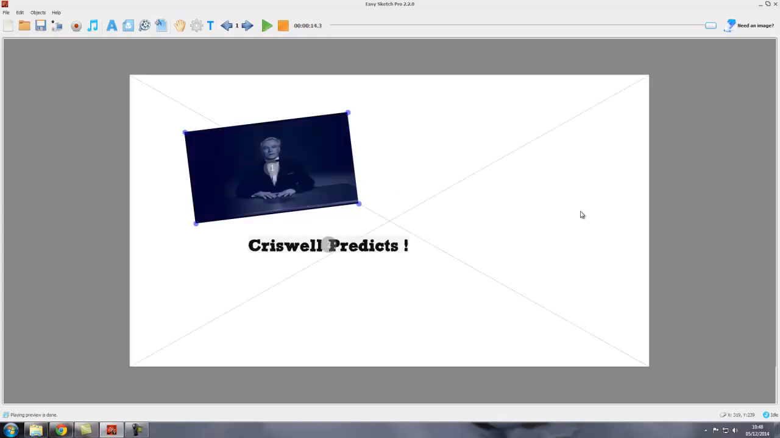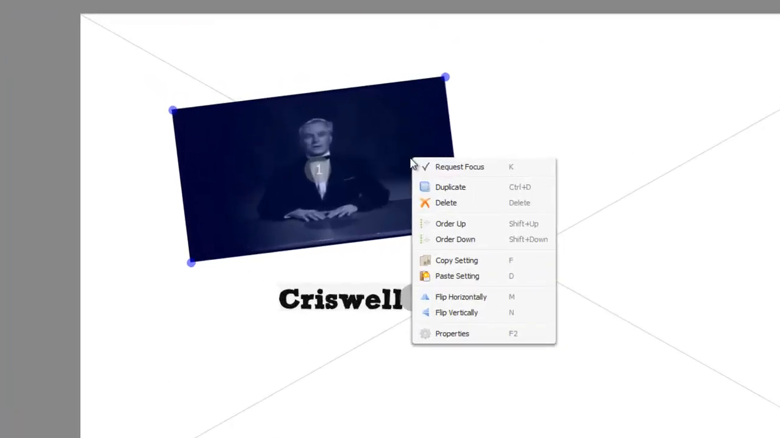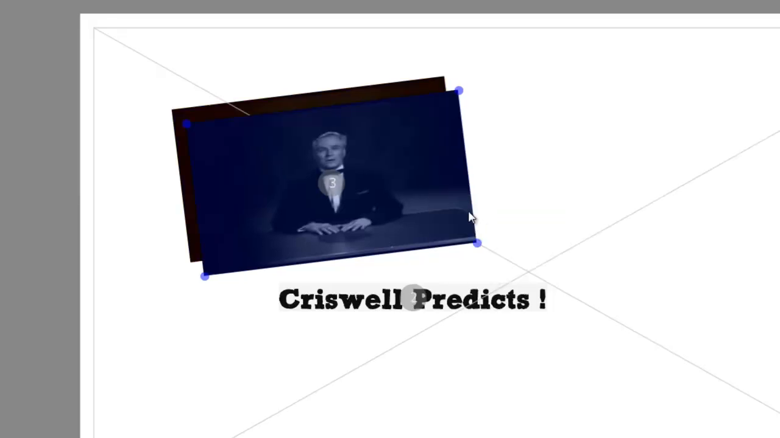Okay, just as with any other object, we can right click on a video. Notice it's request focus because it's the first object on the canvas. We can duplicate the video if we wish. Might take a little while while it thinks about it.